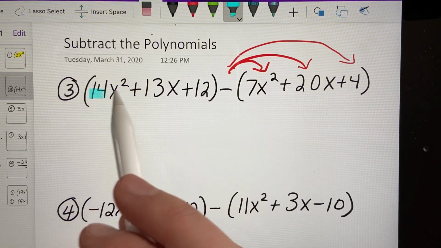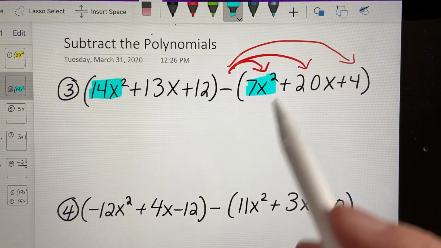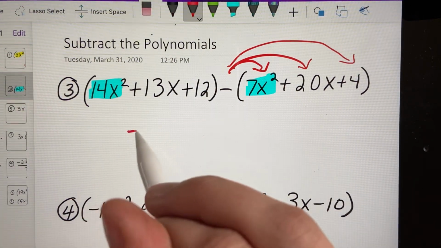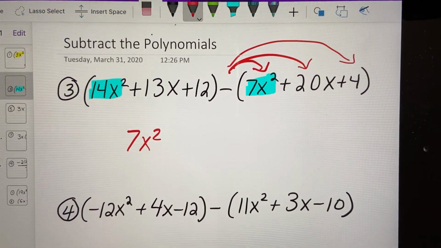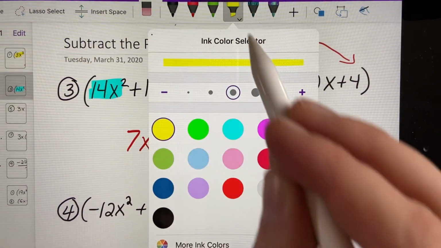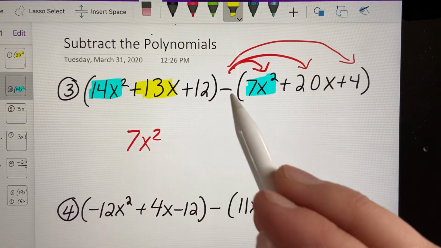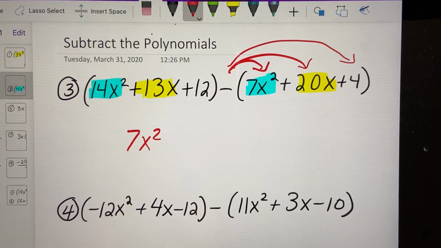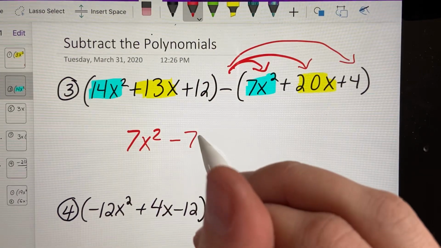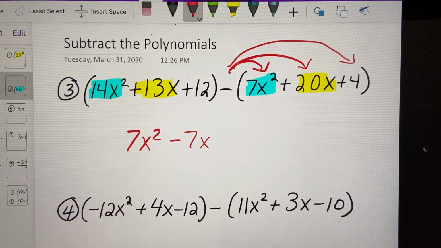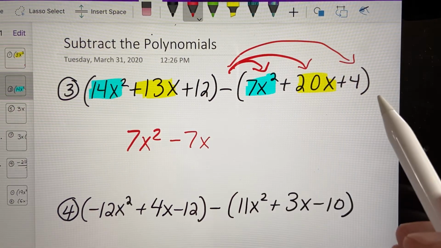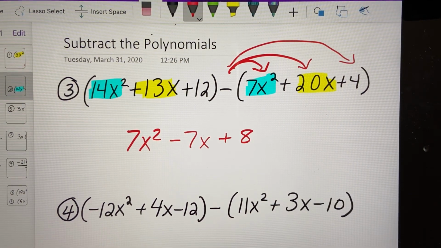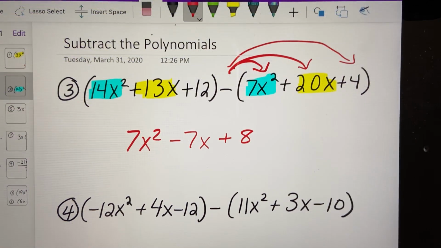Okay, so first off, I've got 14x squared minus 7x squared. 14 minus 7 is 7, so I can put 7x squared. Now let's switch colors. Let's do yellow. Then I can do 13x minus 20x. 13 minus 20 would be negative 7x. Then finally, I have 12 minus 4, so then I can put plus 8. Plus 8. And that's your answer.